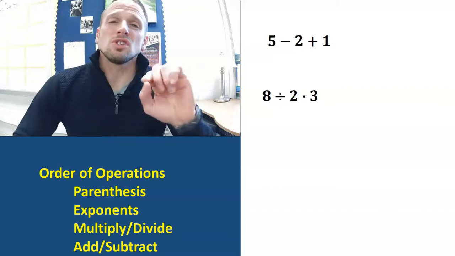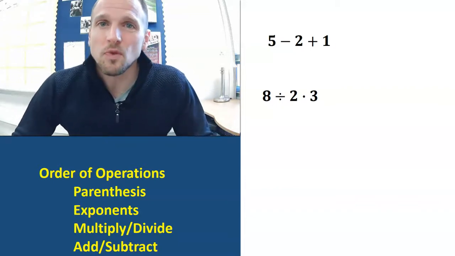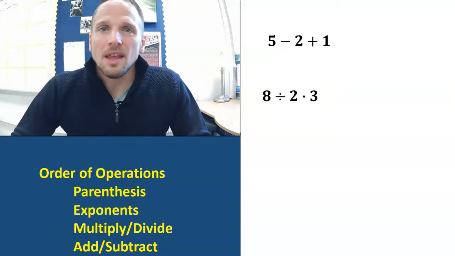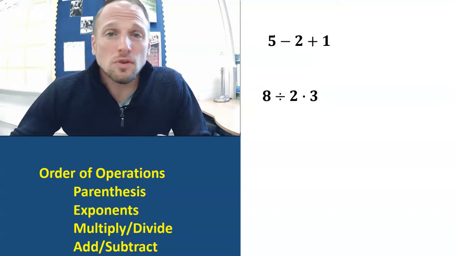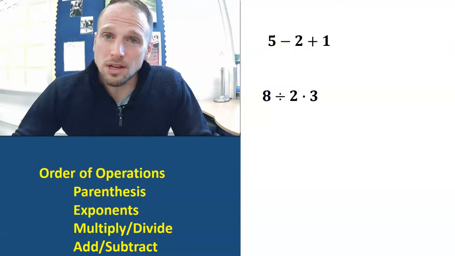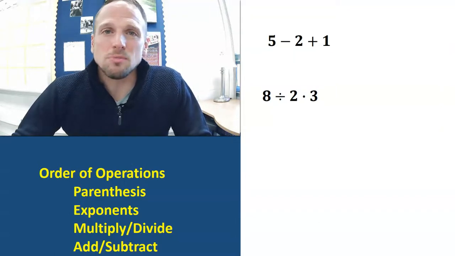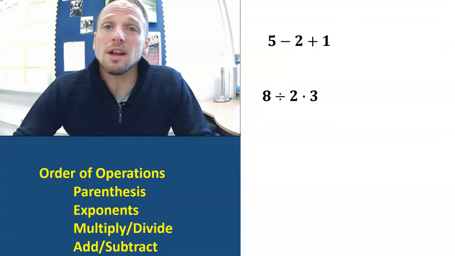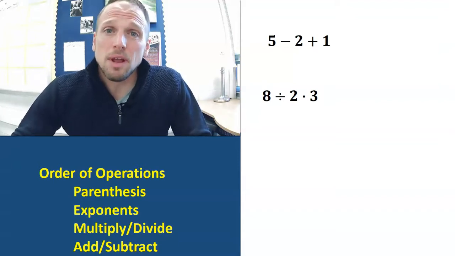Now, I want to just drill in these points. With multiply, divide, it doesn't matter if you divide first or multiply first. The way you'll figure it out is working left to right. Same thing with add and subtract. It doesn't matter if you subtract before you add or add before you subtract because it's the same step. But how do you know which one you have to do? You just have to do it left to right.